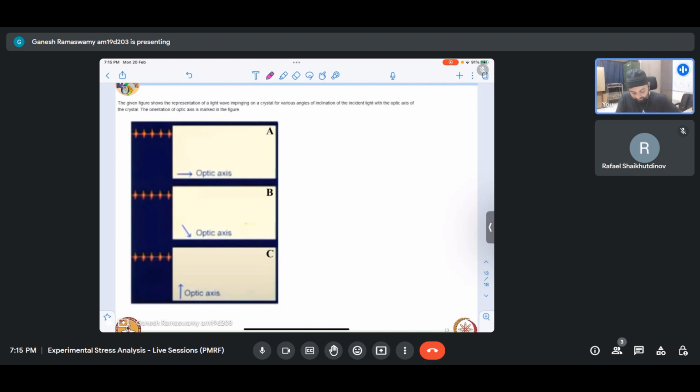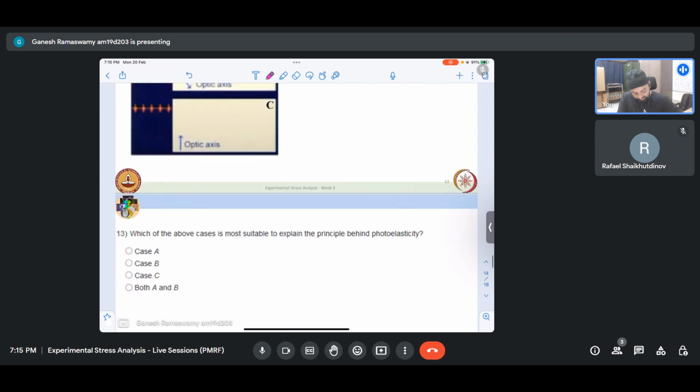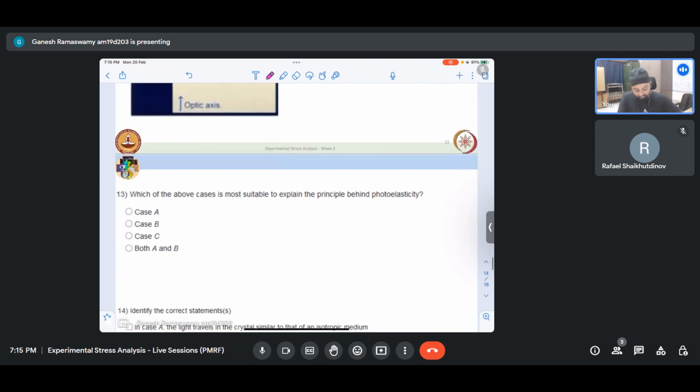So now that the optic axis is shown and we have light wave impingement, what is the question? In which of the above cases is the most suitable to explain the principle behind photoelasticity?